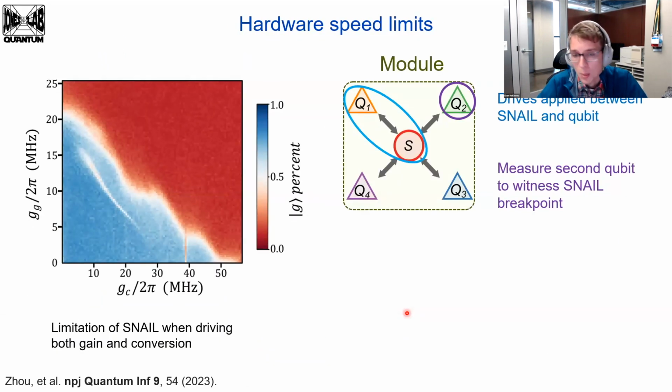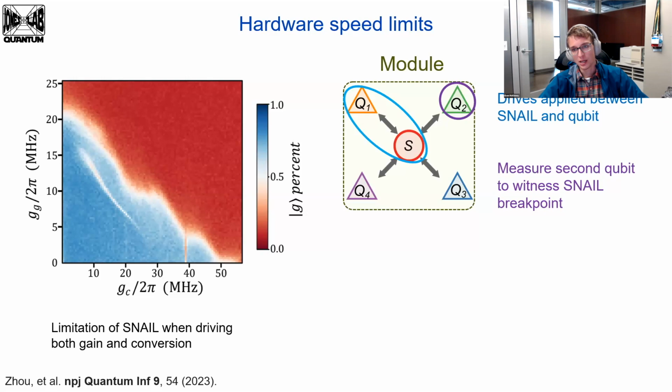And we first have to do a characterization to understand how the drives of our system combine. So in this experiment, we're going to sweep the two frequencies together, the conversion and the gain, and apply this gate between a snail and the qubit. So each of these points is a gate being performed on our system.